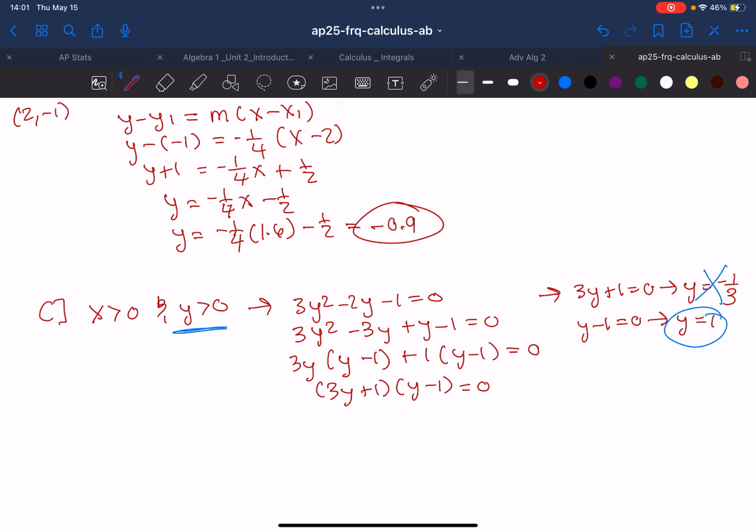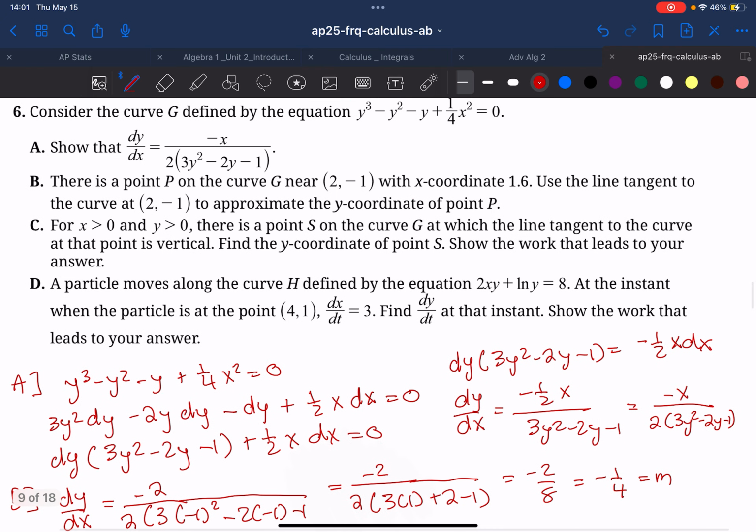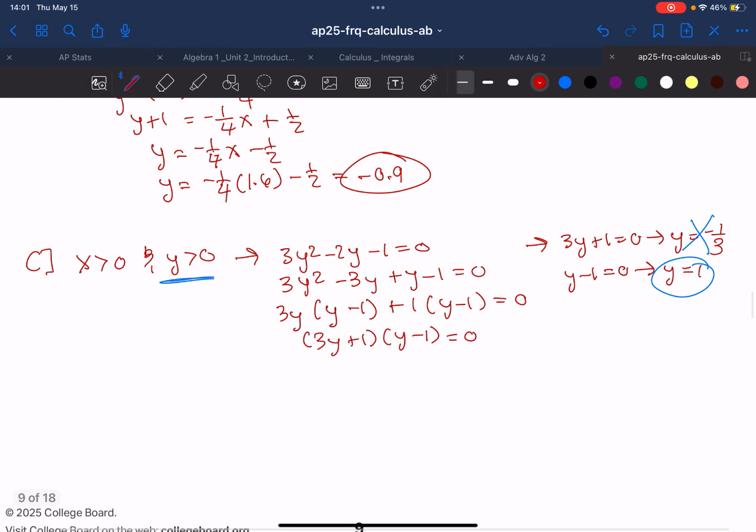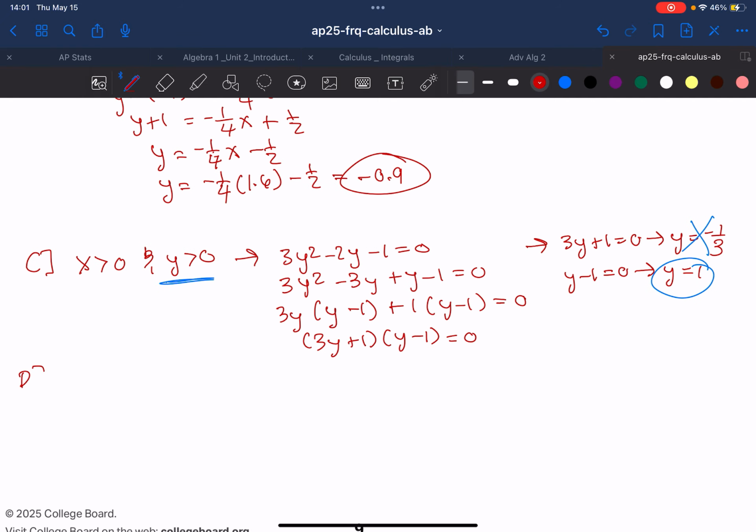Last part, part D. Let me go back up here. A particle moves along the curve h defined by the equation 2xy plus natural log y equals 8. At the instant when the particle is at the point (4, 1), dx/dt is equal to 3. Find dy/dt at that instant. Show the work that leads to your answer. Okay. So this is part D.